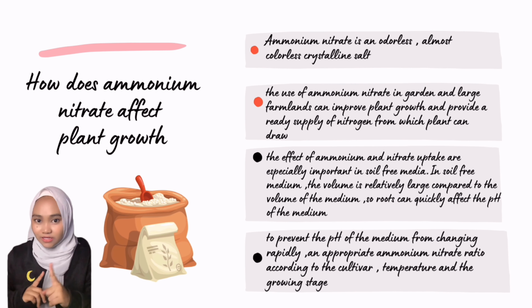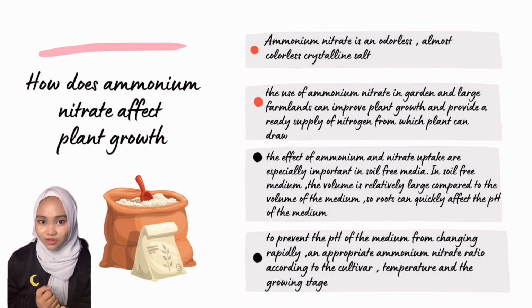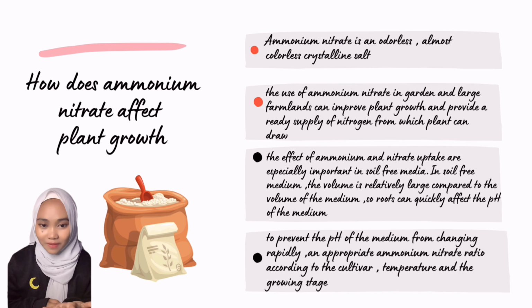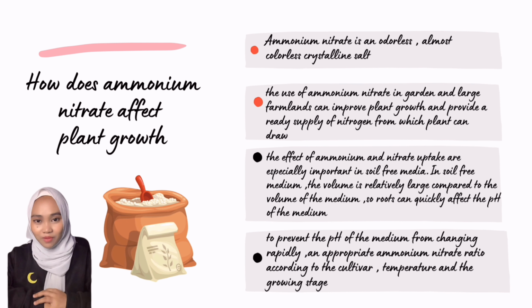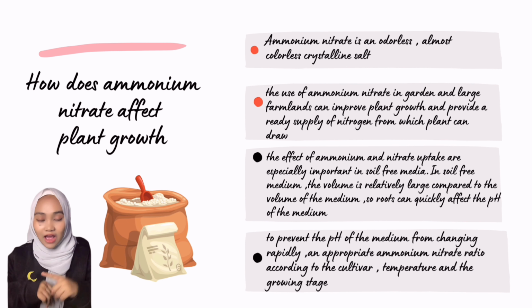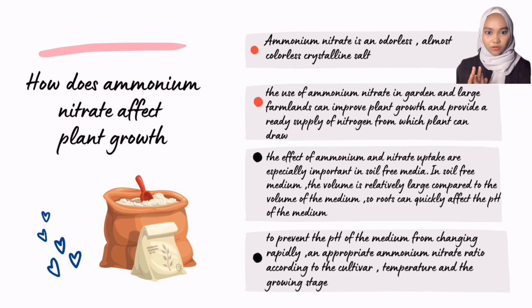So, what is a fertilizer? Fertilizer is a substance that we add to the soil to supply one or more plant nutrients needed for the growth of the plant. So, what is an example of a fertilizer? One example of a fertilizer is ammonium nitrate. So now, I want to talk about how ammonium nitrate affects plant growth.